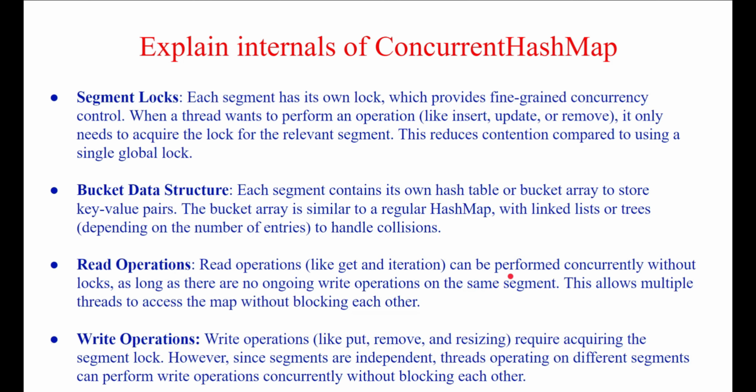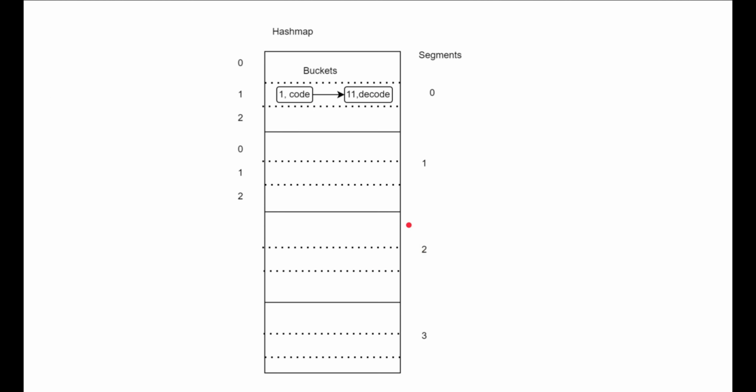So the read operation can be performed concurrently without any lock, unless there is an ongoing write operation on the segment. That's why if thread 1 is reading segment 2, thread 2 can also read from segment 2. It doesn't mean thread 1 and thread 2 cannot read from the same segment. It does not need the lock. They don't need a lock at all.